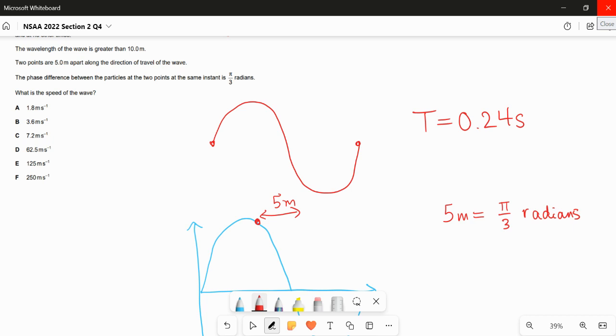So, if you notice, pi/3 is a sixth of a whole cycle. So if we just multiply both by 6, we get 30 meters equals 2 pi radians. So a whole cycle, which is one wavelength, is here.